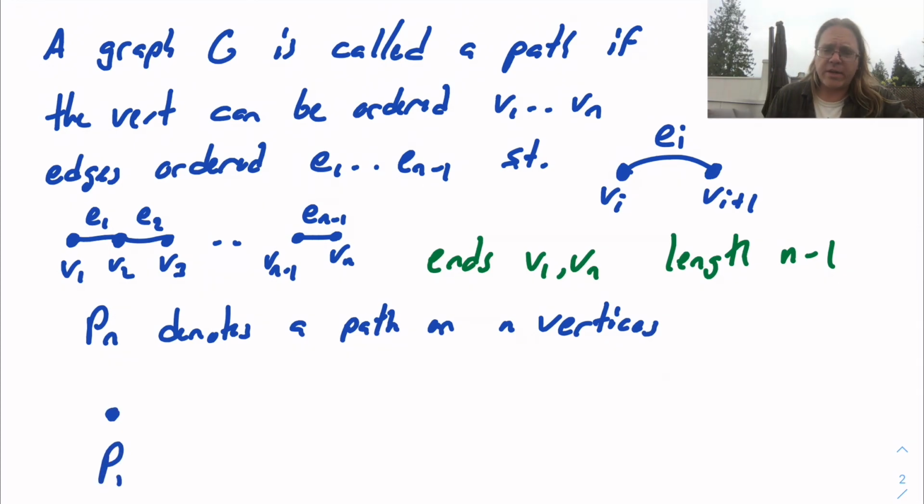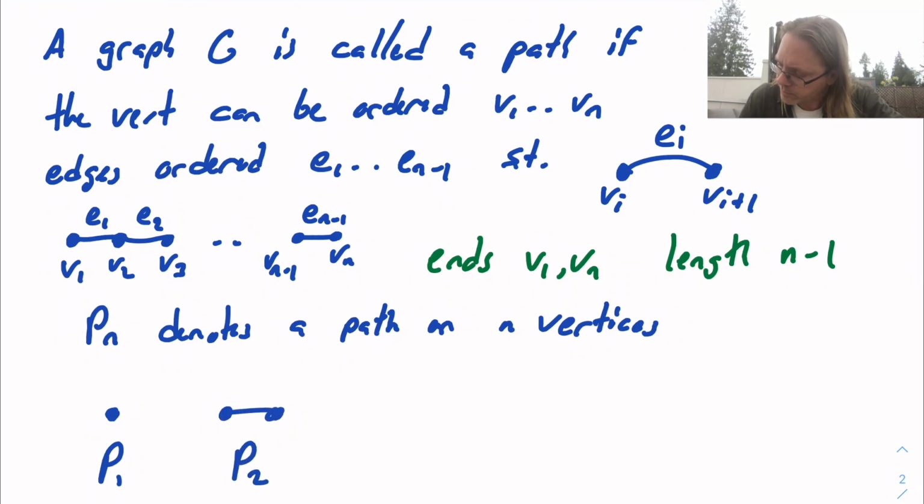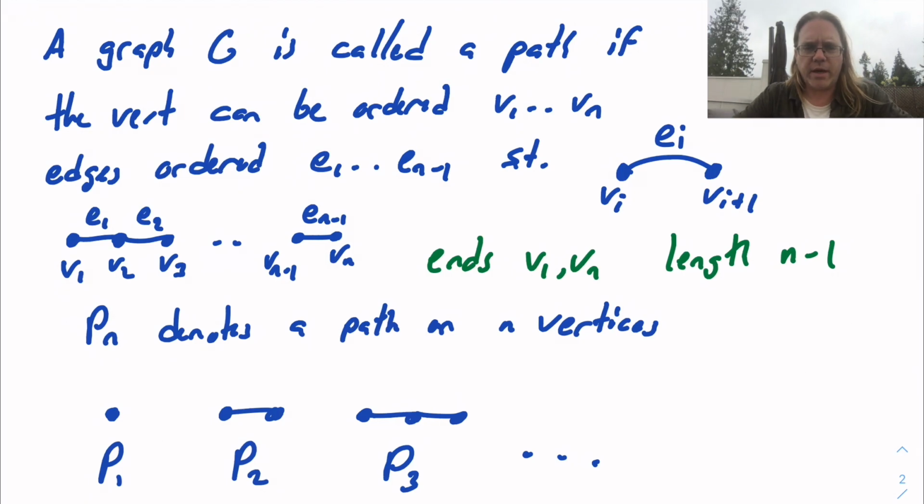Once again, these definitions make sense right from the start, right from n equals 1. There's P1. P1 makes sense for this. You can have one vertex and no edges, and then you have an ordering of your vertices consisting of just that one vertex, and an ordering of the edges, which is just the empty list, and it satisfies this rule. So this one vertex graph is a path. There's P1. Here's P2. Here's P3, and so on. You can see how this pattern goes.